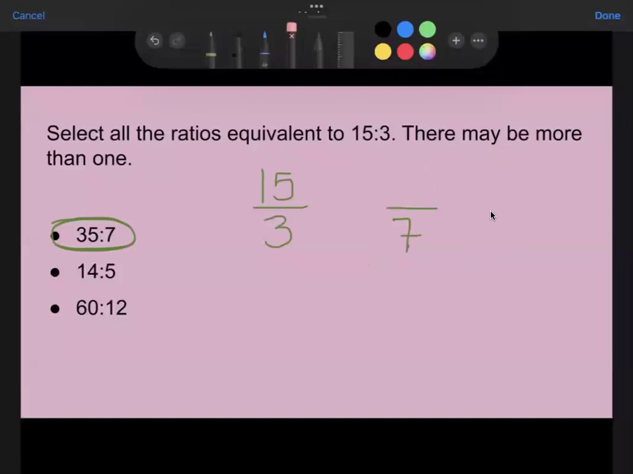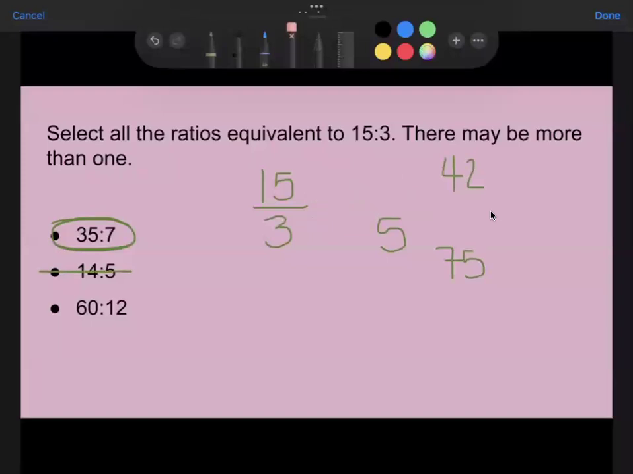Oh, let me erase this one. Okay, next up would be 14 to 5. So again, multiplying 3 times something to get 5 with a whole number is not going to work. So I'm just going to go ahead and do the cross multiplication. Off to the side, I'll do 15 times 5, and I will get 75 when I do that. Then I'll do 3 times 14, and it turns out to be 42. Okay, so that is not equivalent. So we're going to cross that one off.